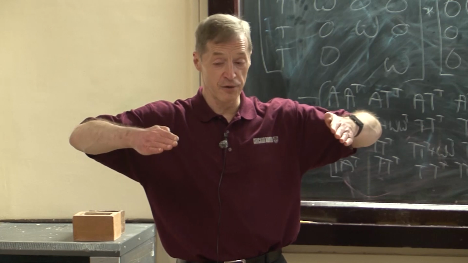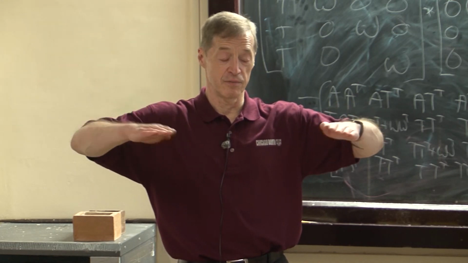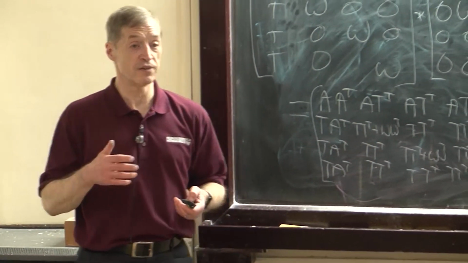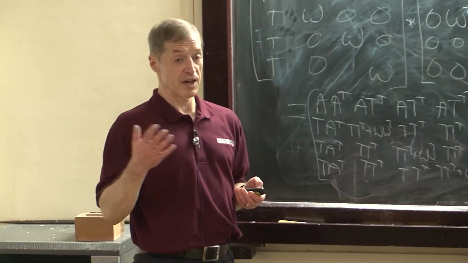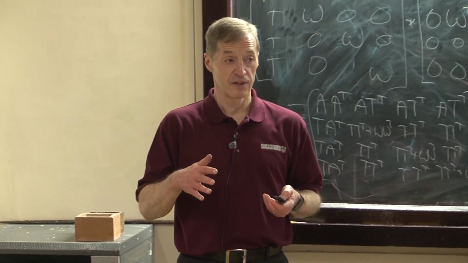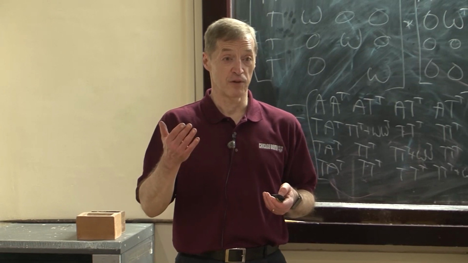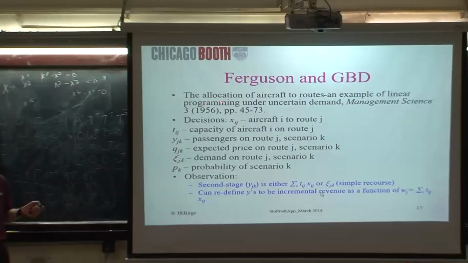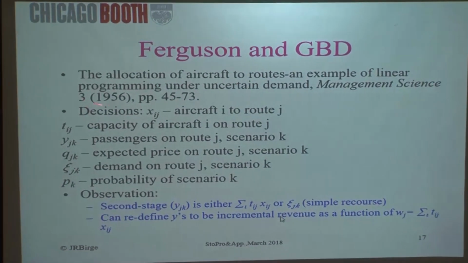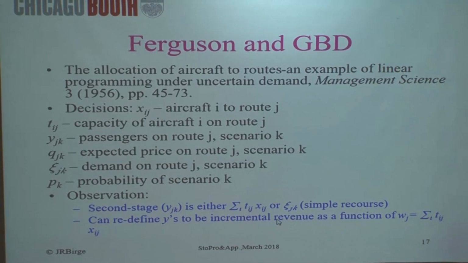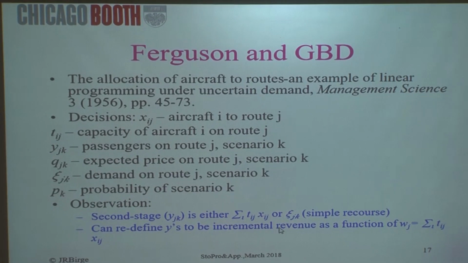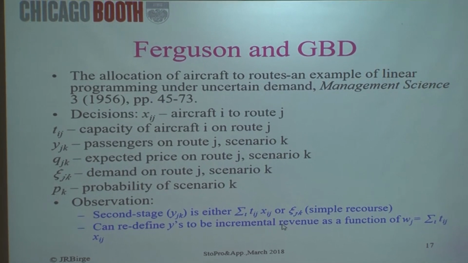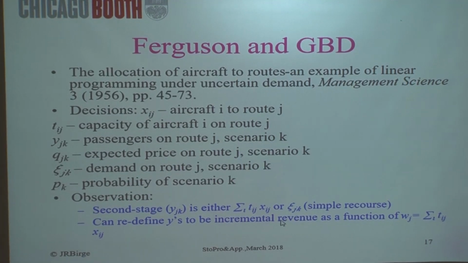But once we allocate the aircraft, we can't sell any more tickets than the number of seats on the plane. So the question was, how should you allocate the aircraft to the different flights so that you maximize your expected revenue? And it's described in this paper, the allocation of aircraft to routes, 1956. So he solved this problem a long time ago. And he basically used this model that I showed on the previous slide.